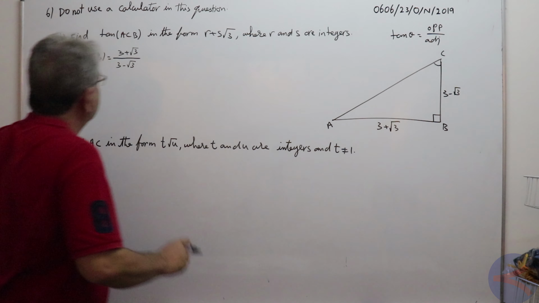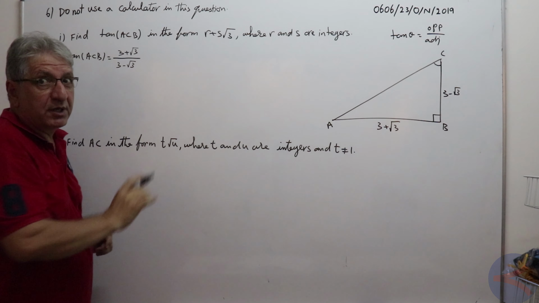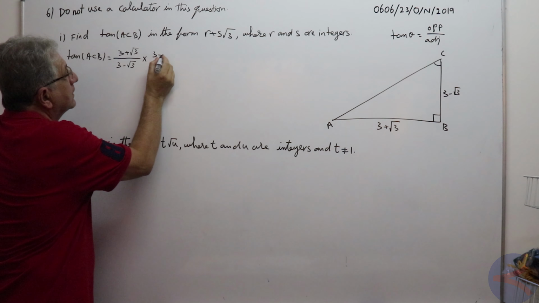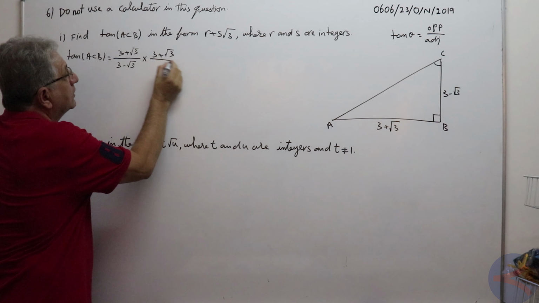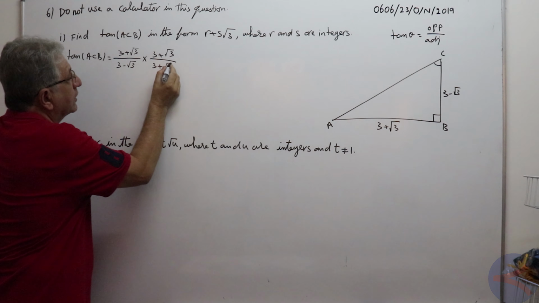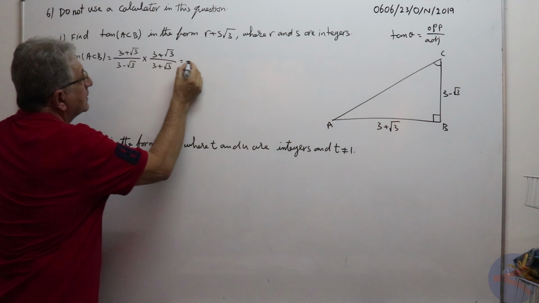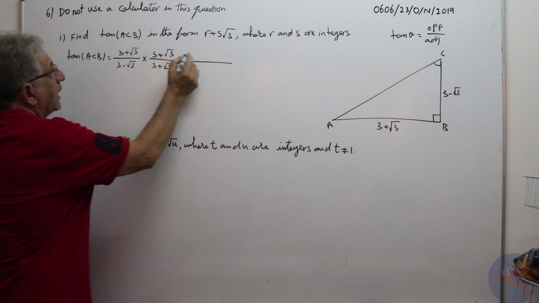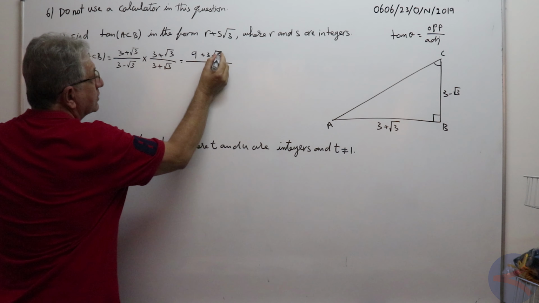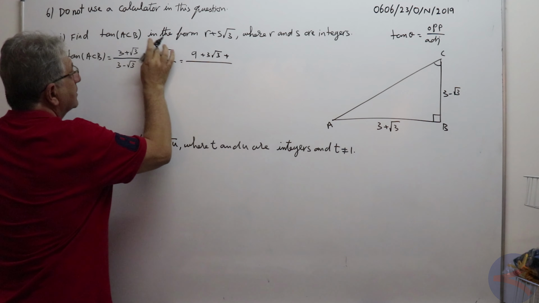So, how to do this? We know that if we multiply this by the conjugate of this, we are going to get rid of the second root here. Therefore, I will multiply this by the conjugate. If I multiply this, I'm going to get 9. I'm going to get 3 square root of 3 plus, again 3 square root of 3.